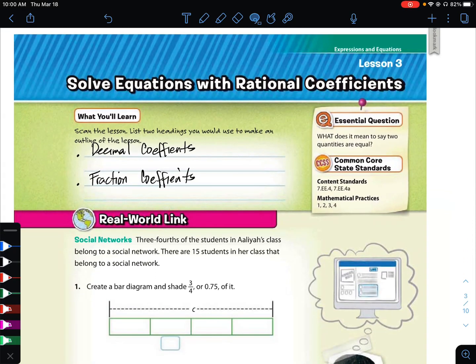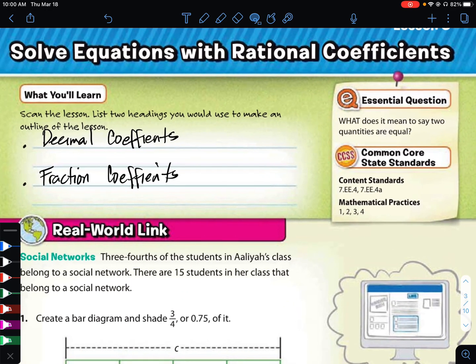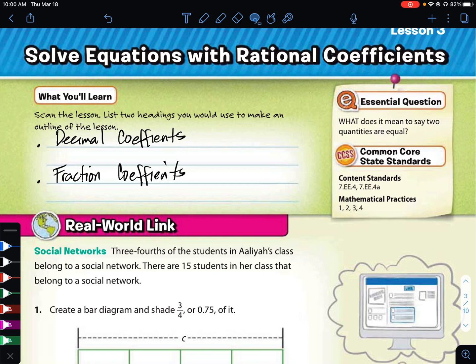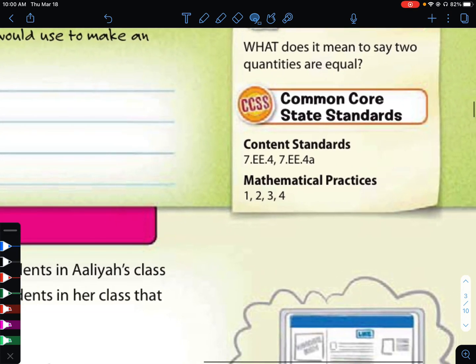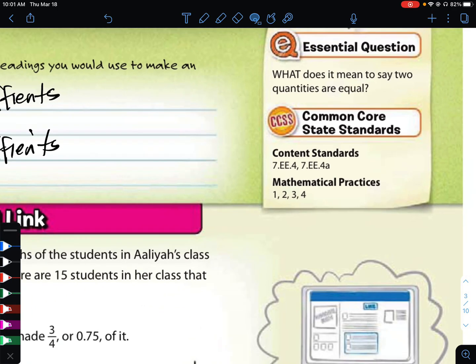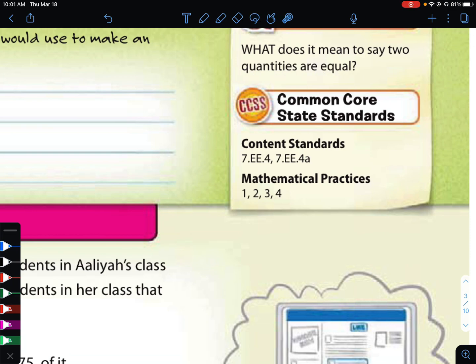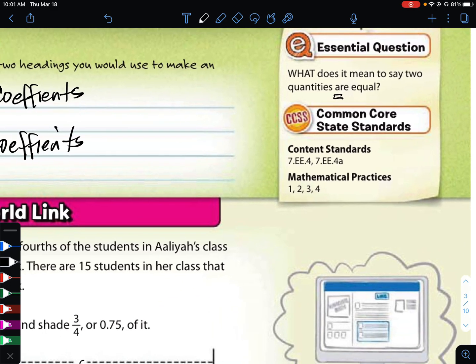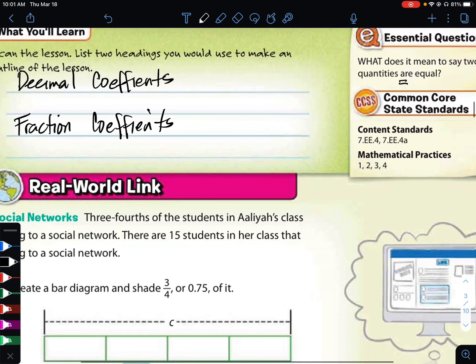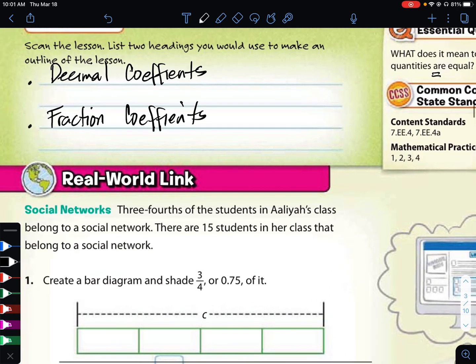Lesson 3, Chapter 6, and the title of this lesson is Solve Equations with Rational Coefficients. And in this lesson, we go back to our essential question: what does it mean to say that two quantities are equal? Again, we're dealing with equations the entire chapter, and when you talk about two quantities being equal, that involves an equal sign, which involves equations. We've solved equations in the first three lessons, and we are going to do the same in this lesson.